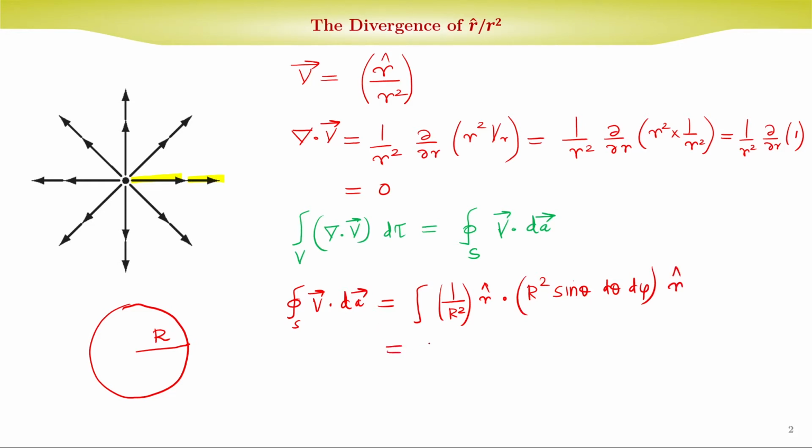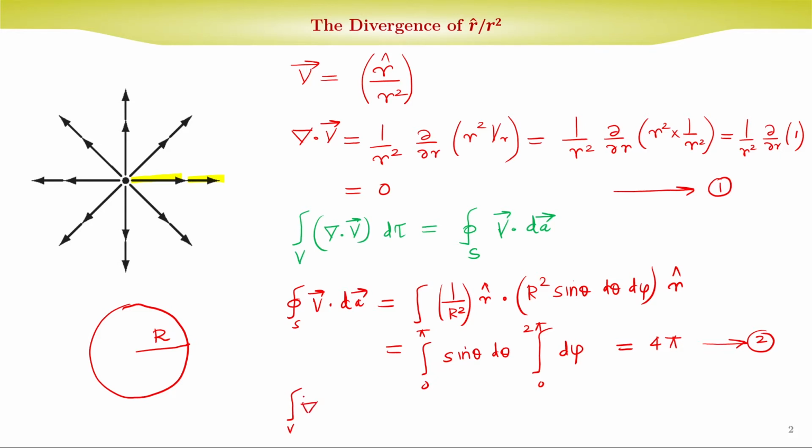And this is equal to the integral from 0 to pi of sine theta d theta times the integral from 0 to 2 pi of d phi. And this is equal to 4 pi. Let us call this equation number 1. Now, when we calculate the volume integral of del dot v d tau, this is equal to 0, let us call this equation number 2.